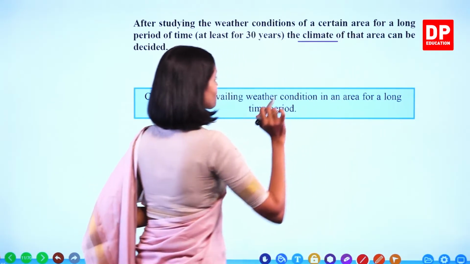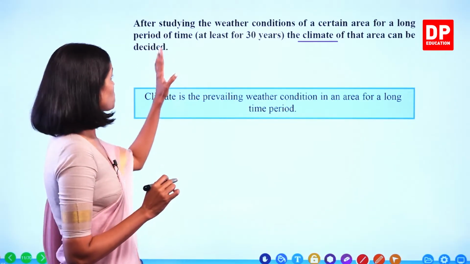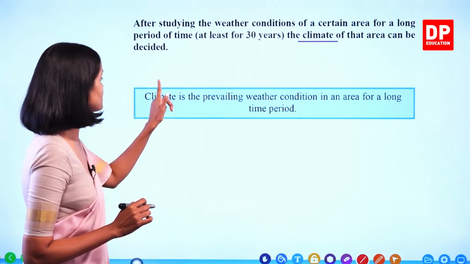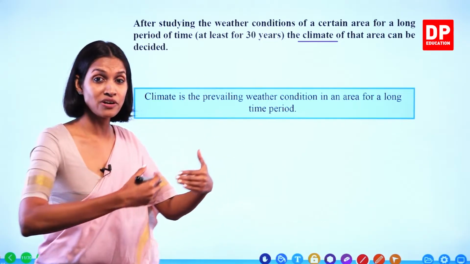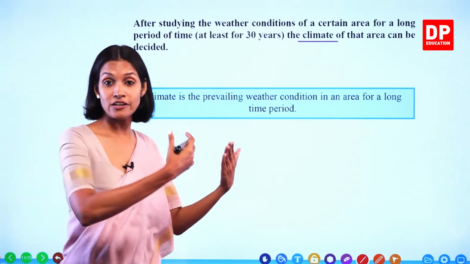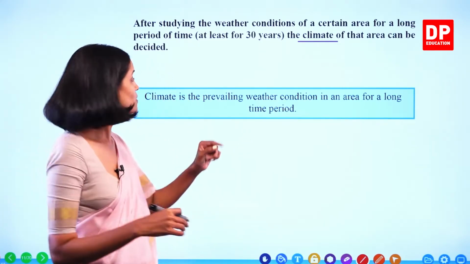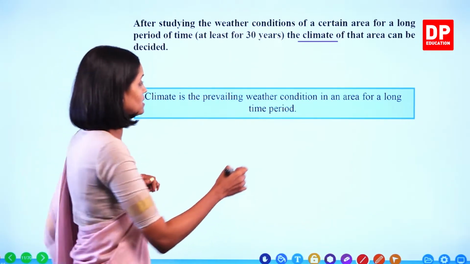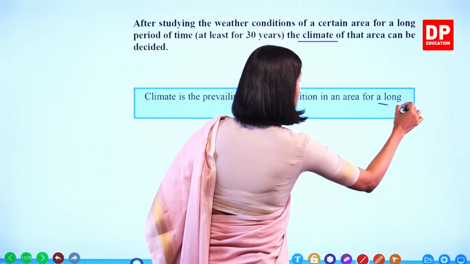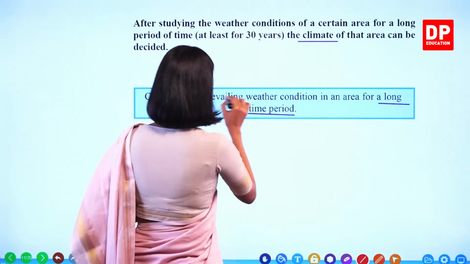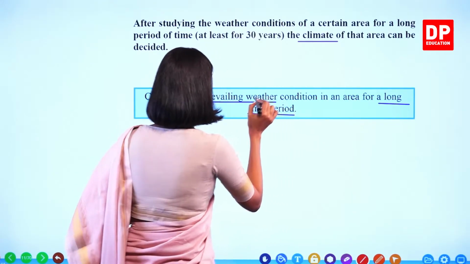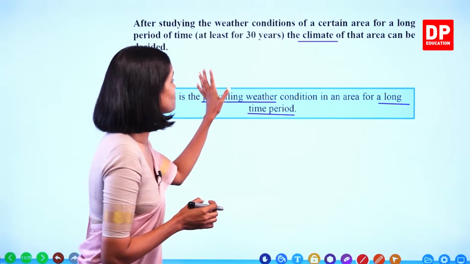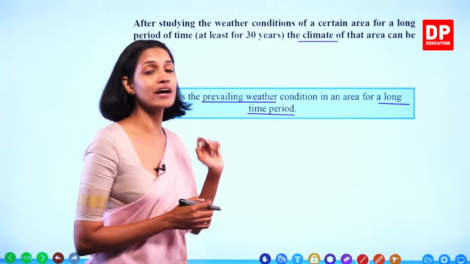Climate. So what is climate? Now here is the definition for climate. Climate is the prevailing weather conditions going on for a long period of time. Prevailing weather conditions in an area for a long time period. Prevailing weather, weather that remains for a long time. Okay? So climate is the prevailing weather condition in an area for a long time period.